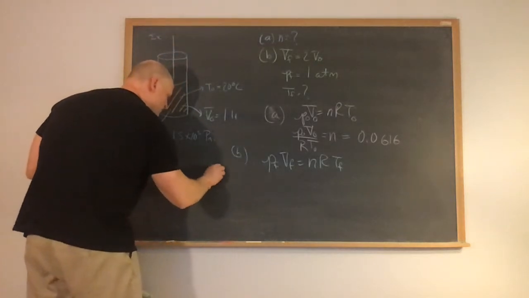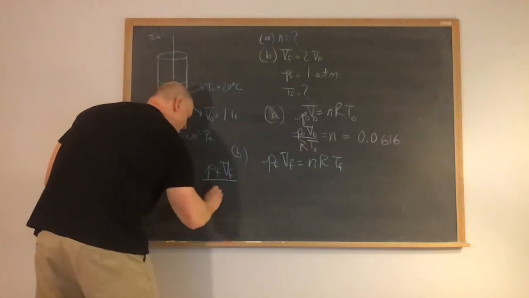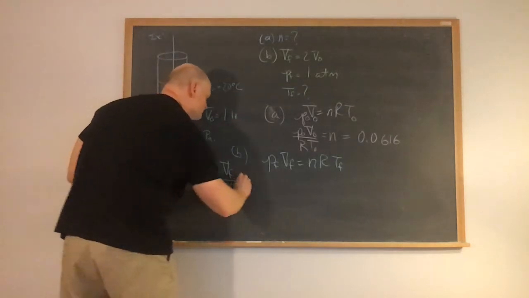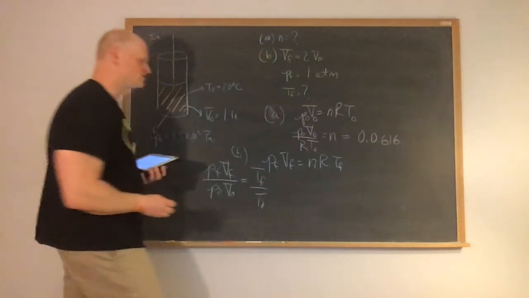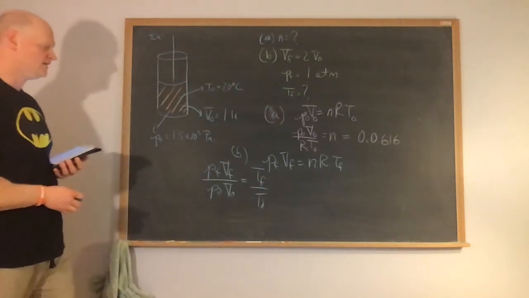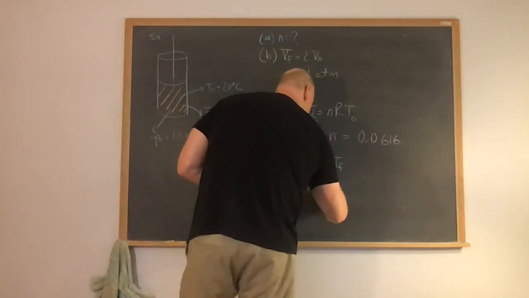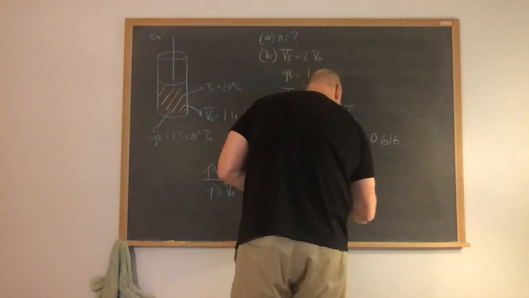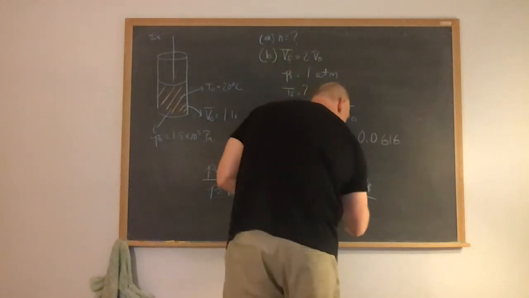So here, if I take the ratio, I get the final pressure times the final volume divided by the initial pressure times the initial volume is equal to simply the final temperature divided by the initial temperature. So from here, this tells me that the final temperature is simply equal to the initial temperature times the ratio of the final pressure to the initial pressure times the ratio of the final volume to the initial volume.